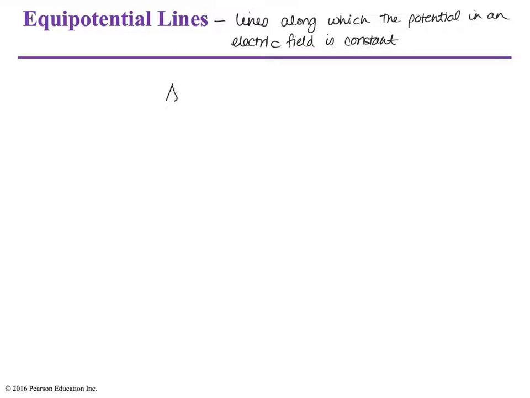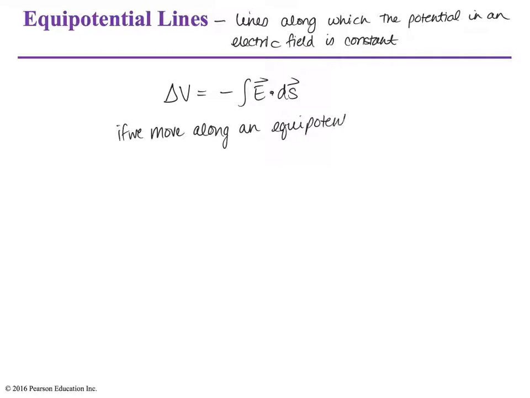So we found that the change in potential could be expressed as minus the integral of E dot ds. And so we're going to use this definition to help us figure out what an equipotential looks like. If we move along an equipotential, it means that we're moving along a surface where the potential always has the same value, and that means that delta V will be equal to 0.